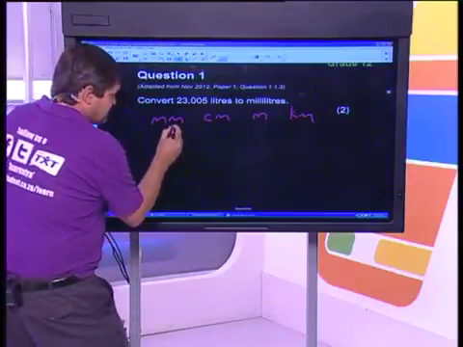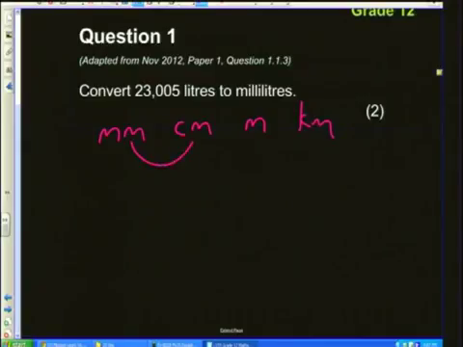And I'm going to say the jump from millimeters to centimeters, centimeters to meters, and meters to kilometers. The first jump is 10, the next jump is 100, and the final jump is 1,000. What do I mean by these jumps? I mean there's 10 millimeters in 1 centimeter.